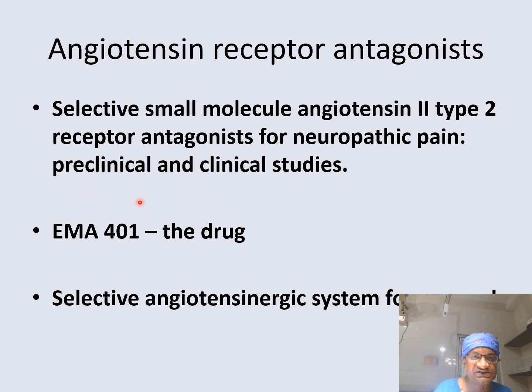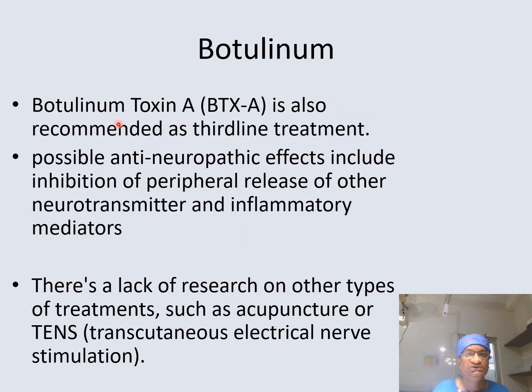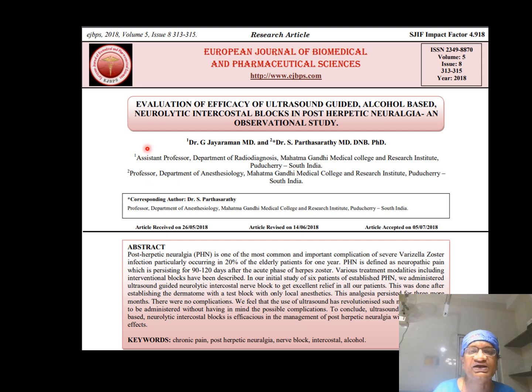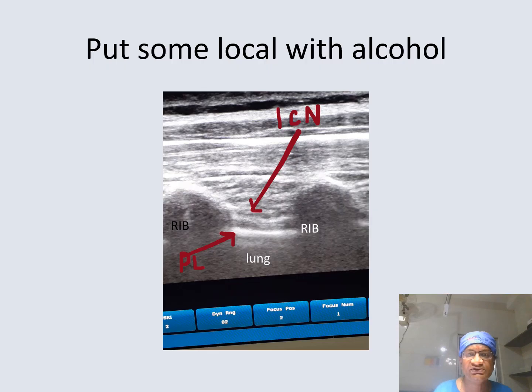Angiotensin receptor antagonist, the new drug EMA 401. Botulinum toxins also as a third line treatment because of its possible anti-neuropathic effects. There is not much about TENS or acupuncture, but I feel this is a wonderful method of targeting post-herpetic neuralgia. Vitamin C has been described. Cognitive behavioral therapy has been described. Evaluation of efficacy of ultrasound-guided alcohol-based neurolysis, an observational study by us. This is by us. So wonderful.